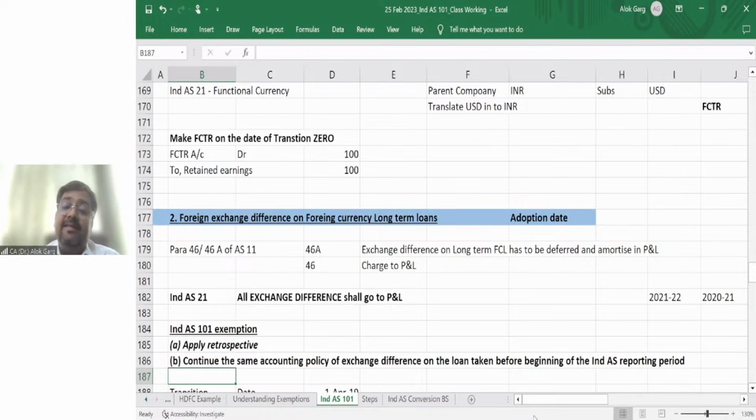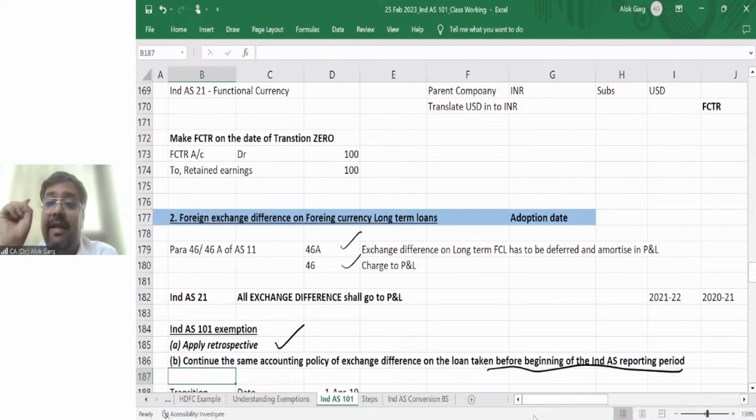So in that case, the standard has given you one option. What is the option? The standard says to continue the same accounting policy of exchange difference, same meaning 46A or 46, on the loan taken before the beginning of the Ind AS reporting period. What does it mean? What is meant by Ind AS reporting period?